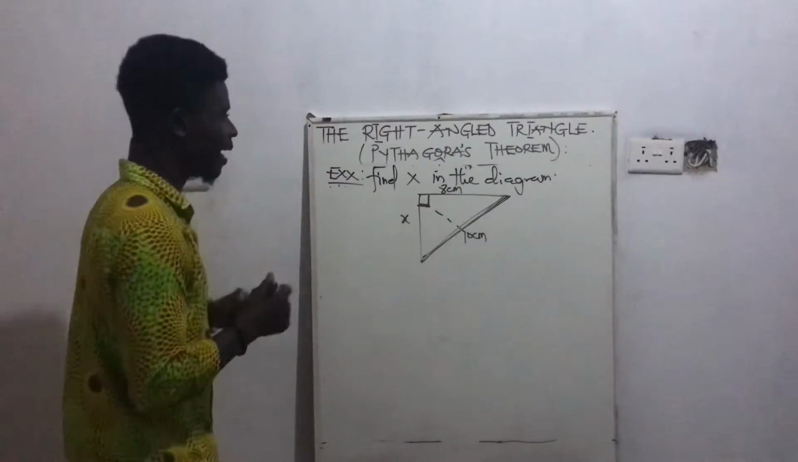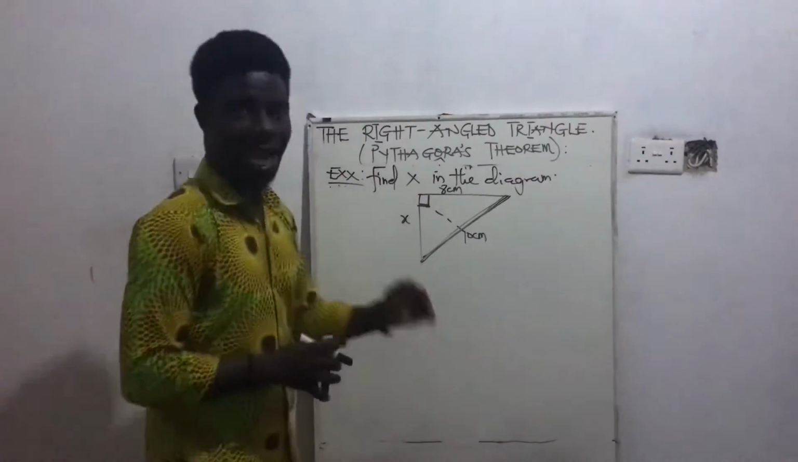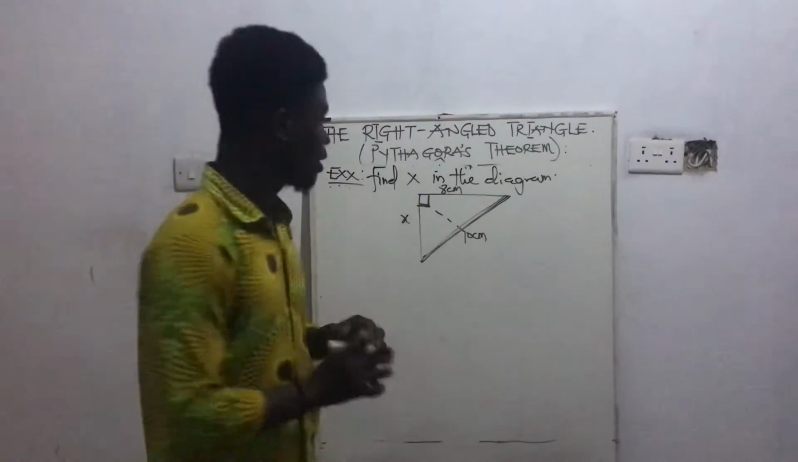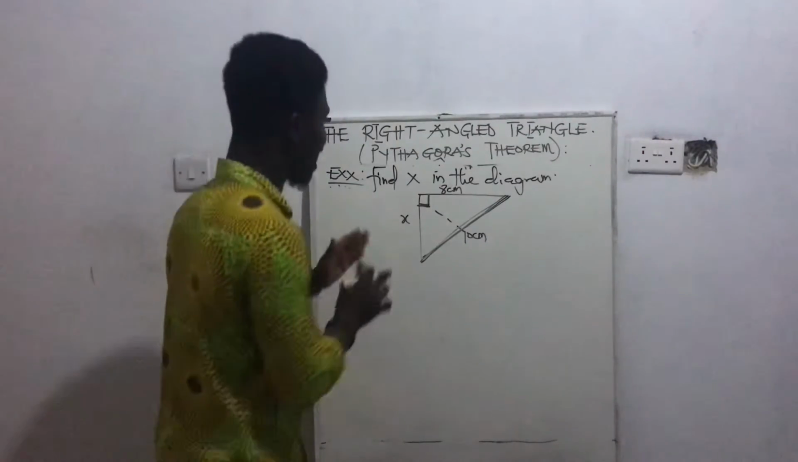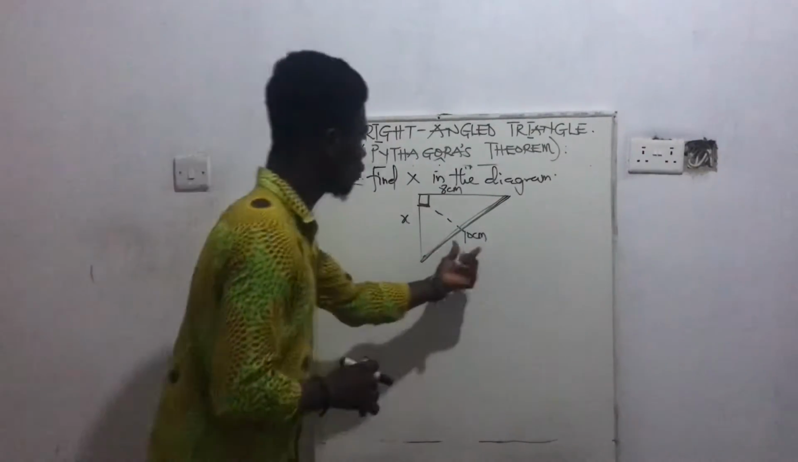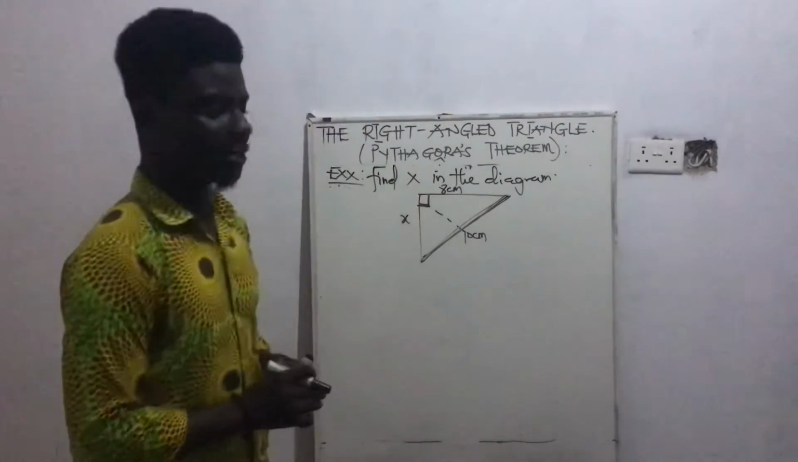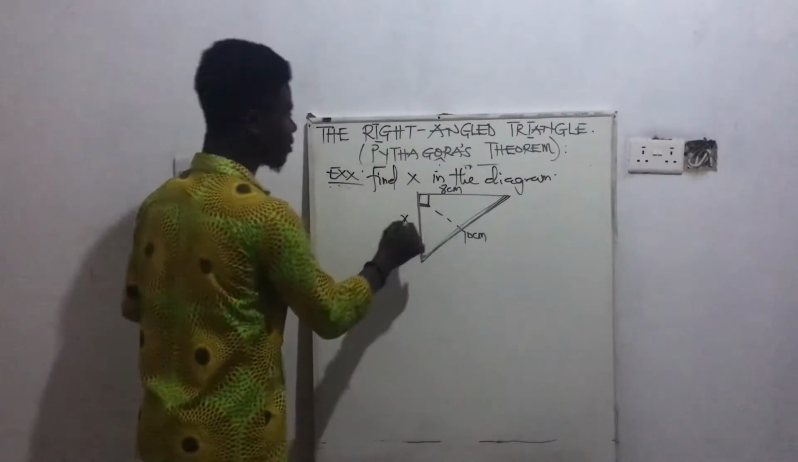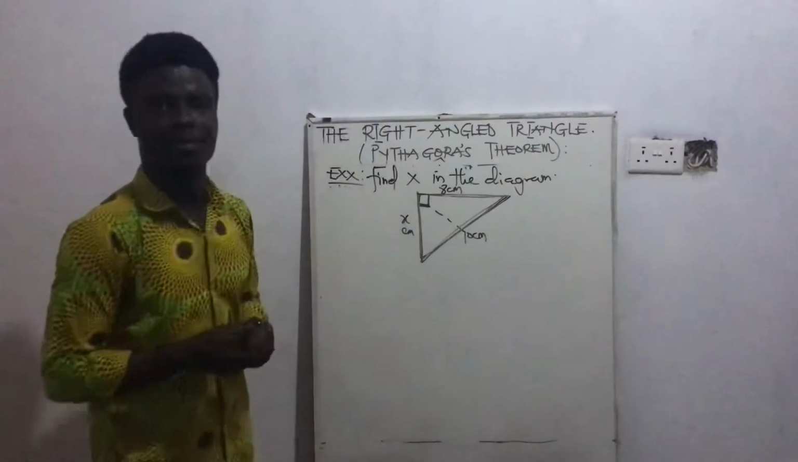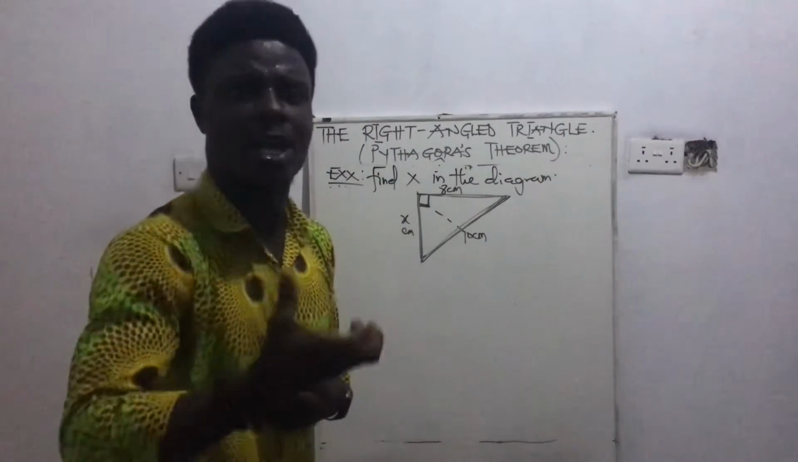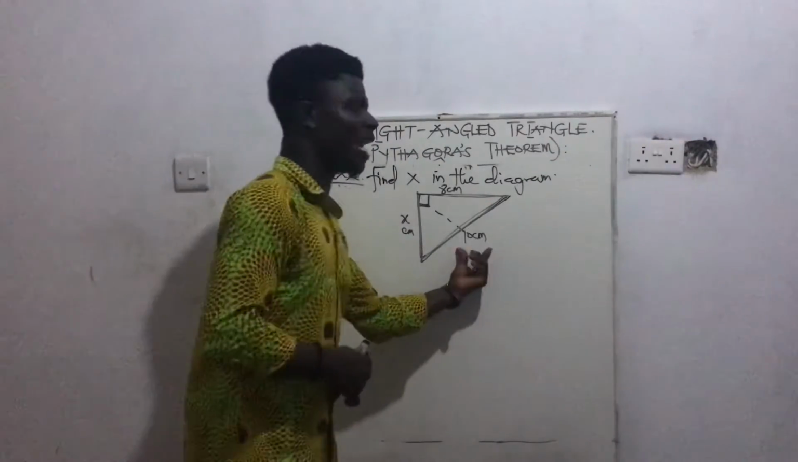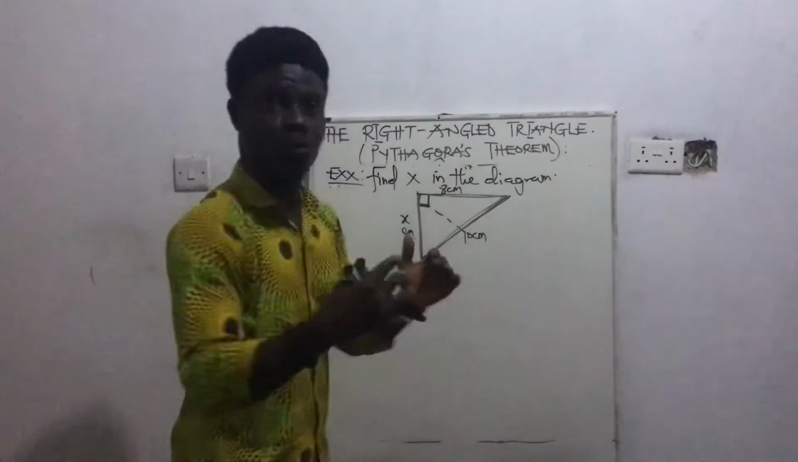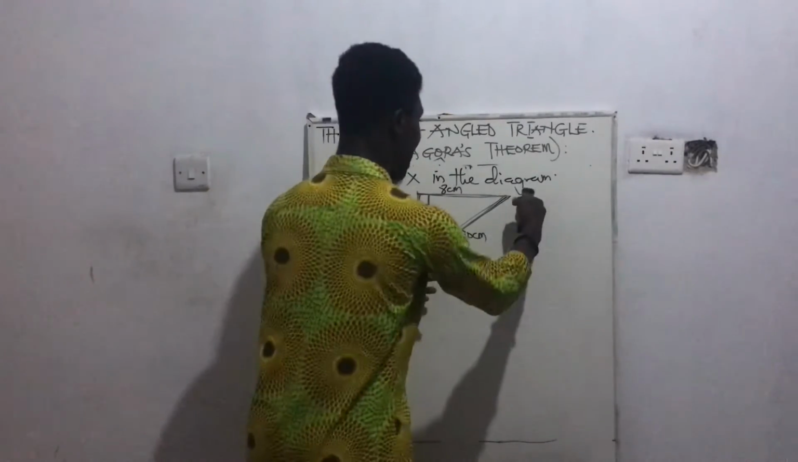All right. So now I know my hypotenuse, I can proceed in solving this question. So the hypotenuse is 10 centimeters. Now the shorter sides are x centimeters and 8 centimeters. So now Pythagoras theorem states that the square on the hypotenuse is equal to the sum of the squares on the other two sides.